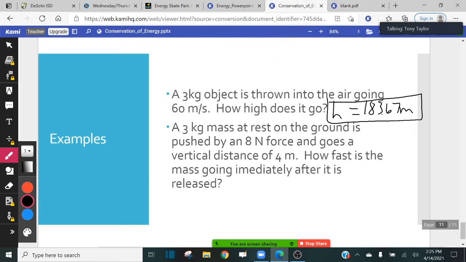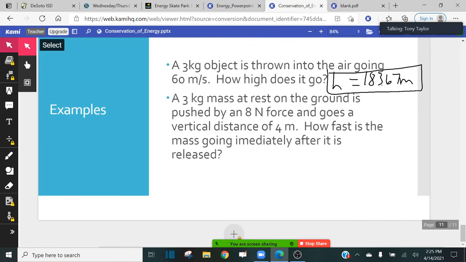Okay, so this last one right here, it says a 3-kilogram mass at rest on the ground is pushed by an 8-Newton force and goes a vertical distance of 4 meters. How fast is the mass going immediately after it was released? Guys, in some of these problems, they're going to give you extra information. For example, we don't need to know the magnitude of the force that this object was pushed with, because that's not really important to the problem. There's no force in those equations. The key thing is that the object was pushed from rest.